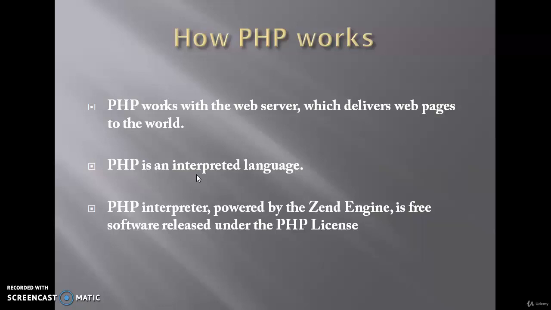First of all, PHP works with the web server, which delivers web pages to the world. PHP is an interpreted language. When we say that, this means that you will write code statements, and when a page is requested, the PHP interpreter will load your PHP code, parse it, and then execute it. This is a completely different process from other languages such as Java and C#, where the source code is compiled and then executed. So let us try to understand the life cycle of PHP.